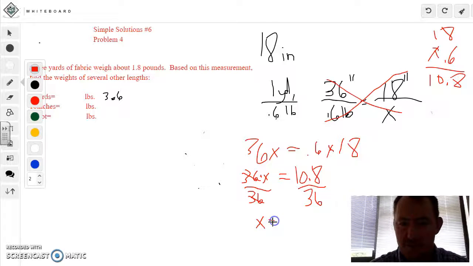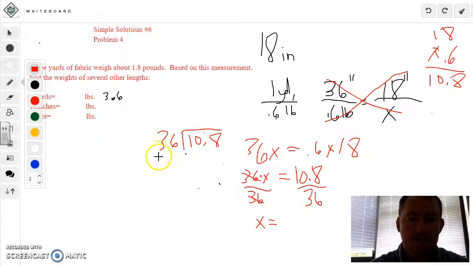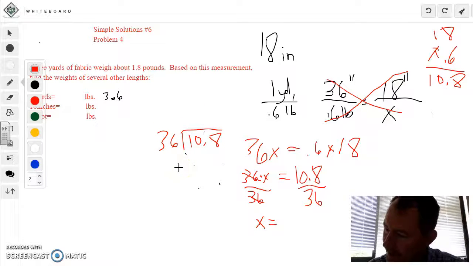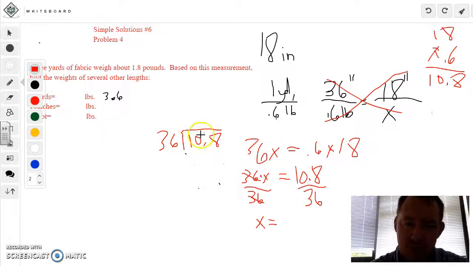I can now do my division. 36 into 10 and 8/10. Okay, now how many times does 36 go into 108? 3 times 3 is 9. 3 times 30 is 90, so it should be very close to 3.